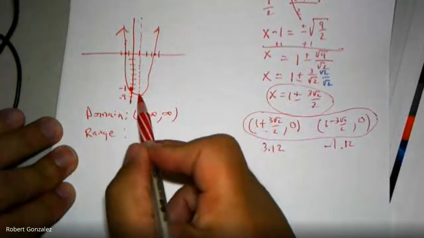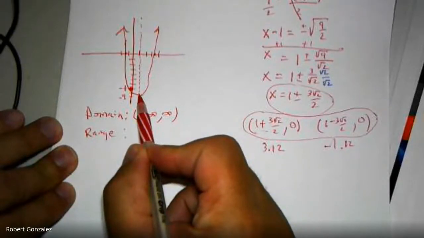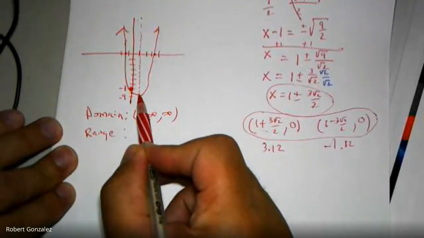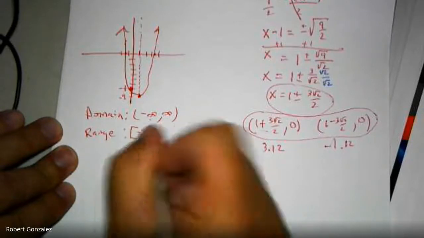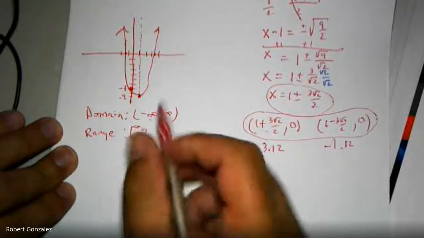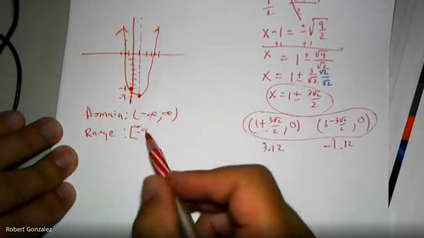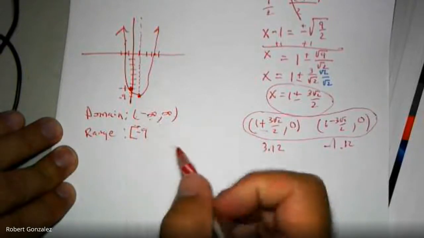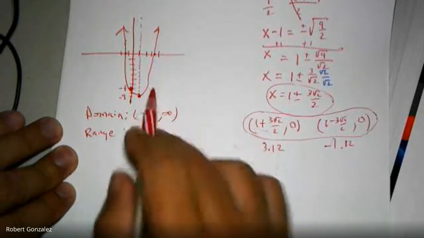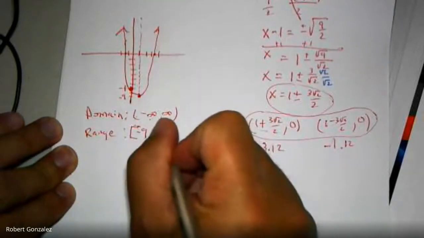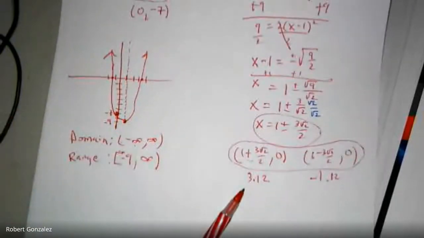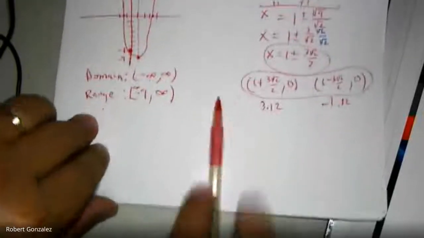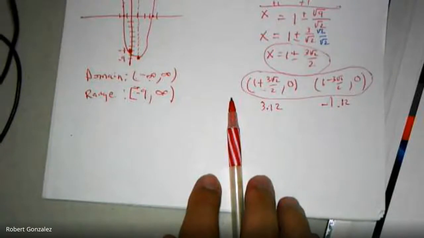We have a minimum number. We have a lowest number. The lowest number is negative 9. So I put the negative 9 down here, and I put these brackets because it does include negative 9. I would put parentheses if it didn't include it. And it keeps going up to positive infinity. That is my range. Let me see if there's anything else I need to go over on this.